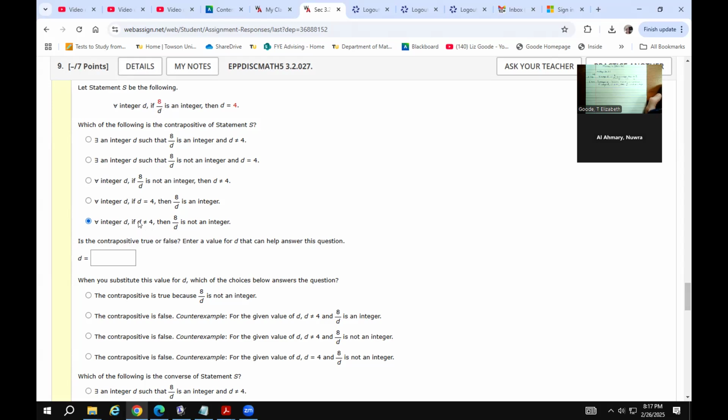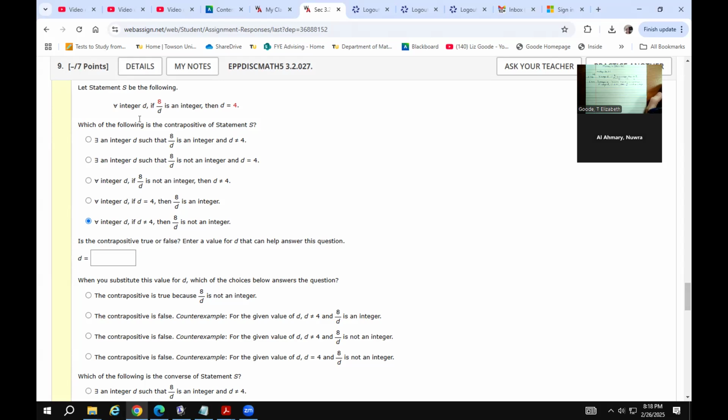I wanted to say it, because you can find a D that's not 4 that makes this 8 over D an integer. I don't know why they ask you to figure out if the contrapositive is true or false. It's actually just easier to look at the original and figure out if it's true or false, in my opinion. Because I noticed that the contrapositive was false for this, and the converse and inverse were both true.